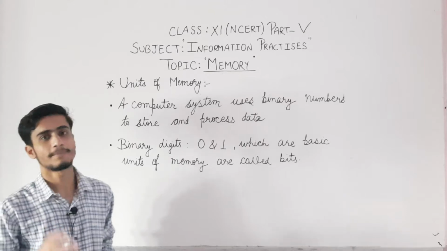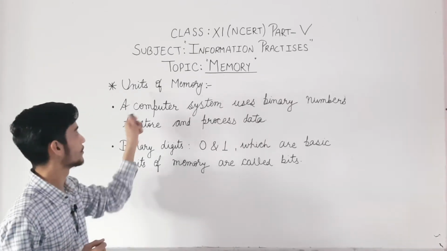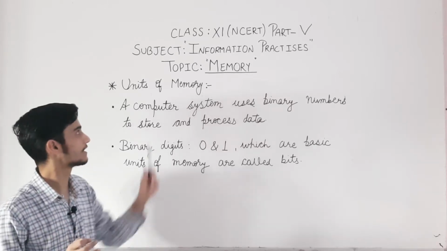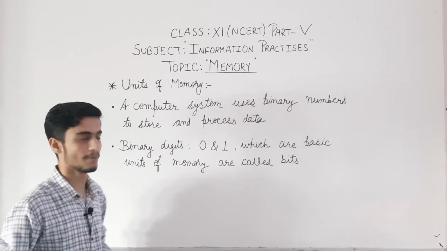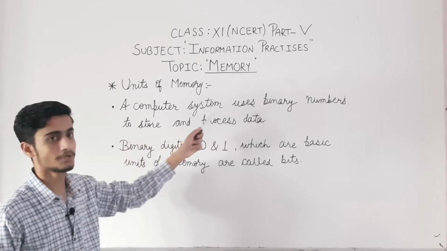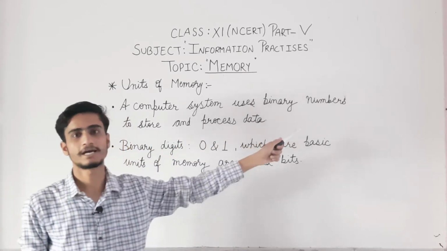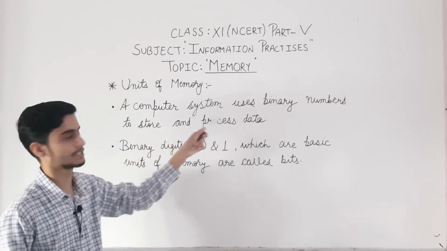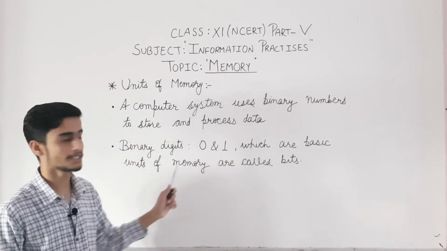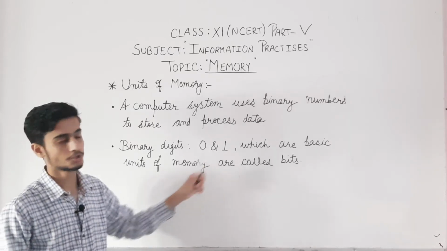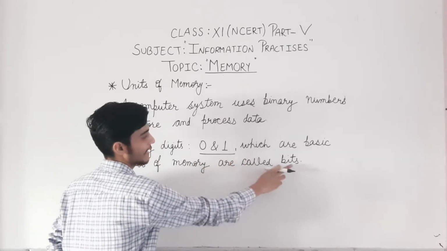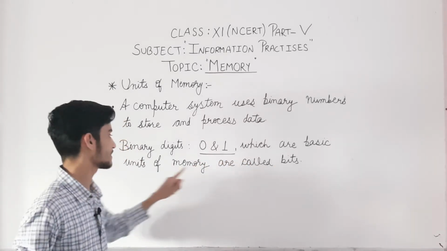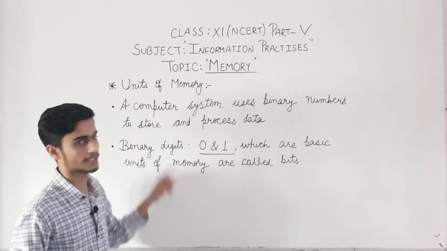After discussing memory, let us discuss the units of memory. Whenever we talk about memory, we have to understand the basic units of memory. A computer system uses binary numbers, as computer understands only binary digits to store and process data. What are the binary digits? 0 and 1. These 0 and 1 are referred to as bits. This is the basic unit of computer memory.